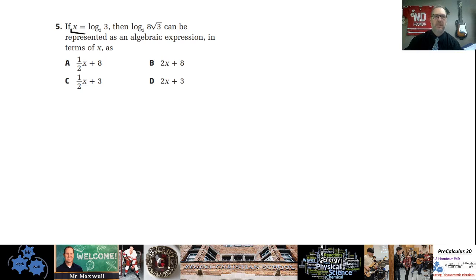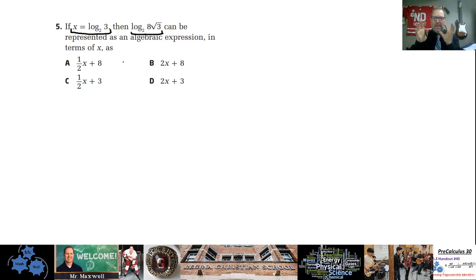They say if x equals log of 3 base 2, then this can be expressed as an algebraic expression in terms of x as what? And I know what you're thinking. You've probably never seen a question like this before. You're thinking, how do I go about doing this? Well, what you want to do is, remember from chapter 6, when we took a look at proving identities, right?